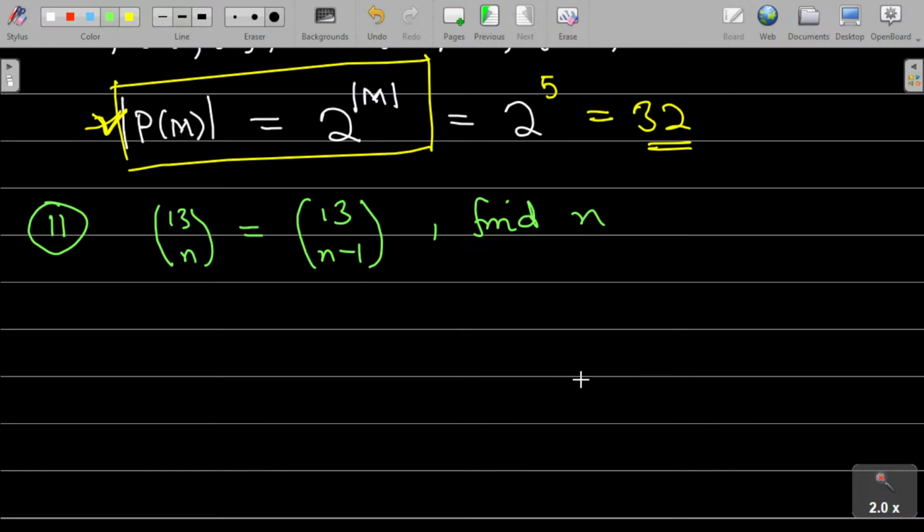Okay, so now you remember what I called this yesterday? I told you that this is the same thing as a combination. So this is the same as 13 combination n is equal to 13 combination n minus 1. All right, and you are asked to find n.